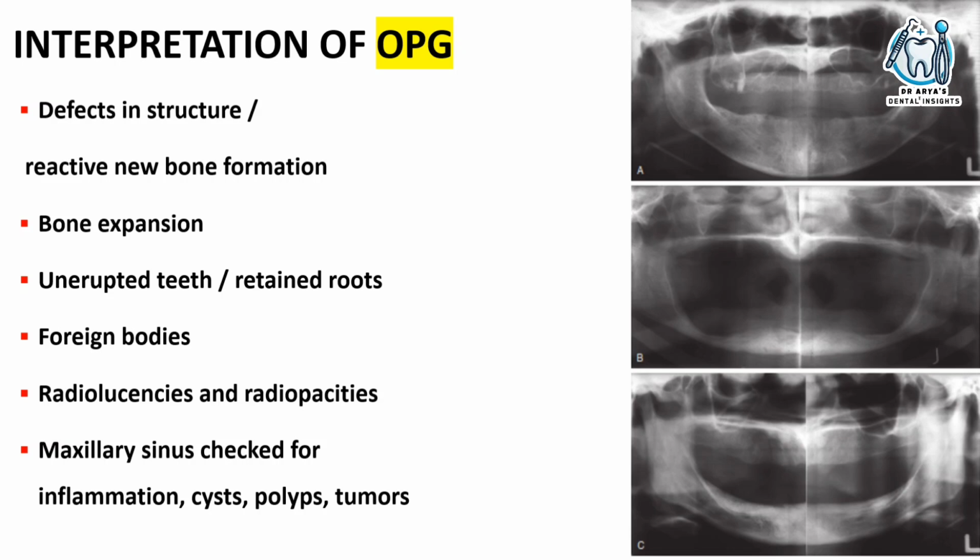So the radiographic images are necessary to ensure that abnormalities and pathosis are identified and if needed addressed before complete denture management is undertaken. So the interpretation of OPG, it can be used for any defects in structure or reactive new bone formation, then bone expansion, then any unerupted teeth or retained roots, then foreign bodies or radiolucencies and radiopacities, or maxillary sinus checked for inflammation, cyst, polyps and tumors.